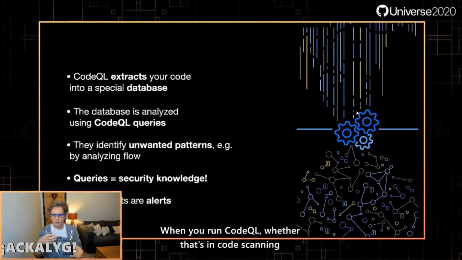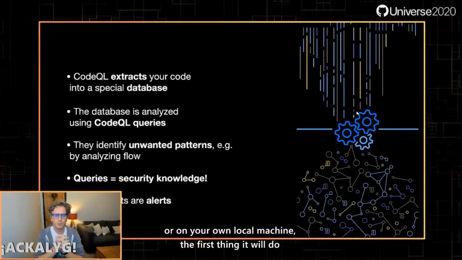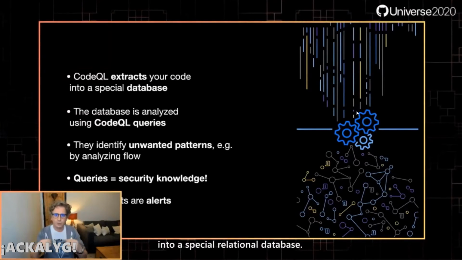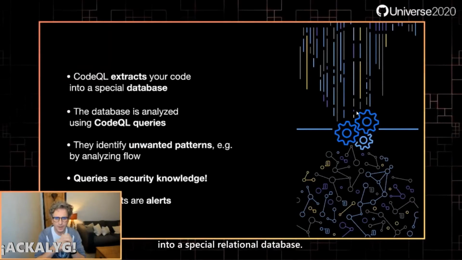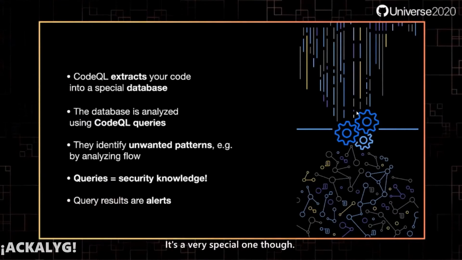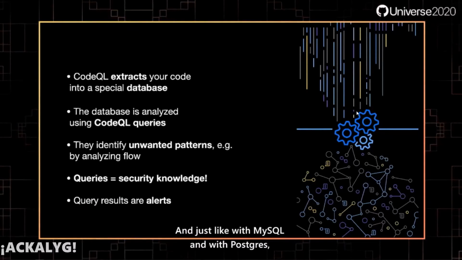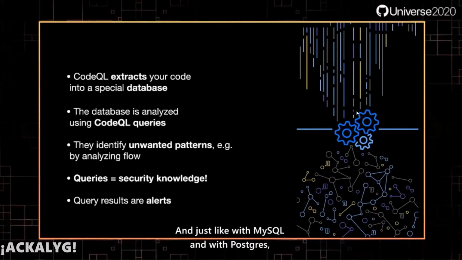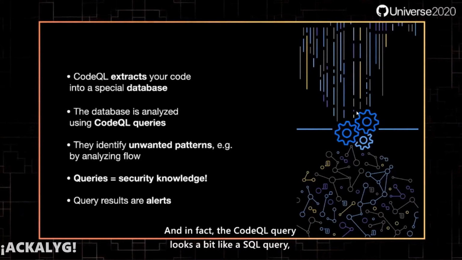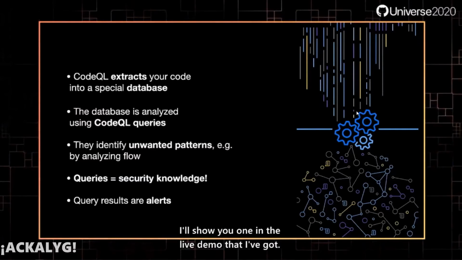When you run CodeQL, whether in code scanning or on your own local machine, the first thing it does is extract all of the source code you have into a special relational database. In a way, it's similar to a MySQL or a Postgres database, though a special purpose-built, read-only one. We call it a CodeQL database. Just like with MySQL and Postgres, you can run queries against that database. A CodeQL query looks a bit like a SQL query, but it's a lot more powerful. I'll show you one in the live demo.